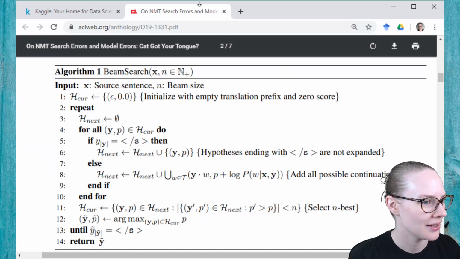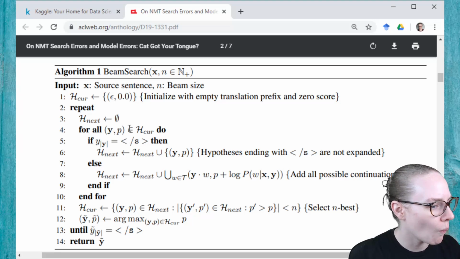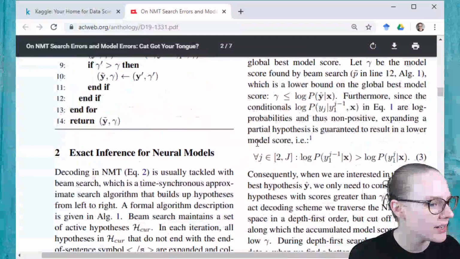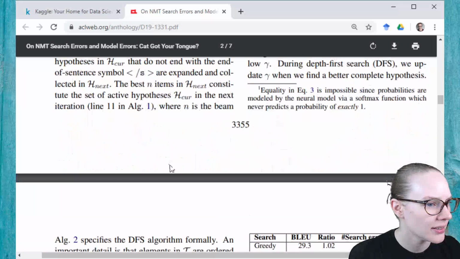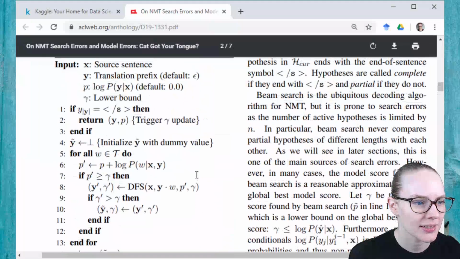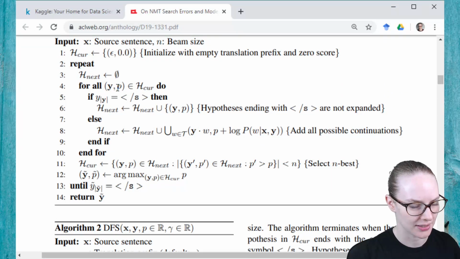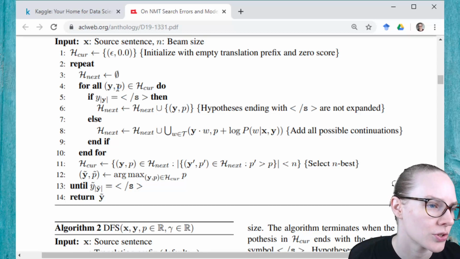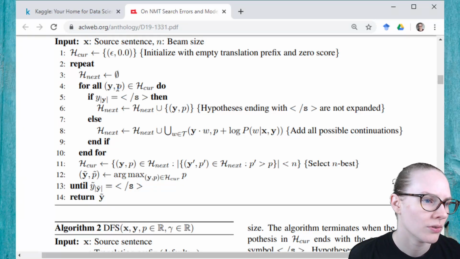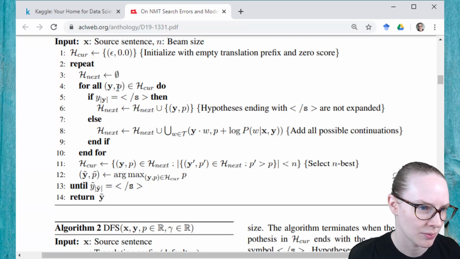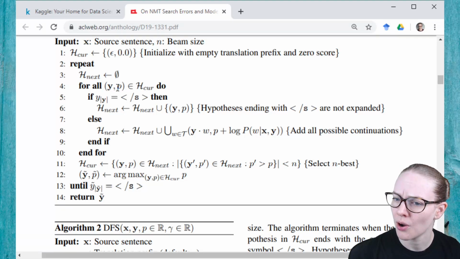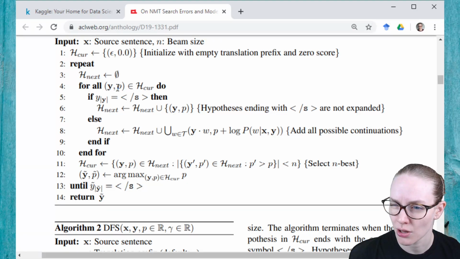P. What is P? Is P the score for a given thing? When we talk about S. Okay, so lowercase p must be the probability for the current hypothesis, is my guess. So for all outputs, translations, and probabilities in H current. Okay, so that must be the score on a given metric, which here is the log probability.